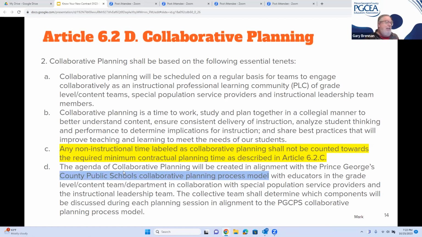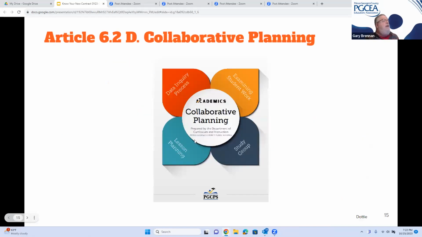And supposedly, principals have been made aware that the use of collaborative planning is supposed to be in line with what's called the Prince George's County Public Schools Collaborative Planning Process Model, which is this nifty booklet that PGCPS created. I believe it's on the staff portal if you wanted to see it.